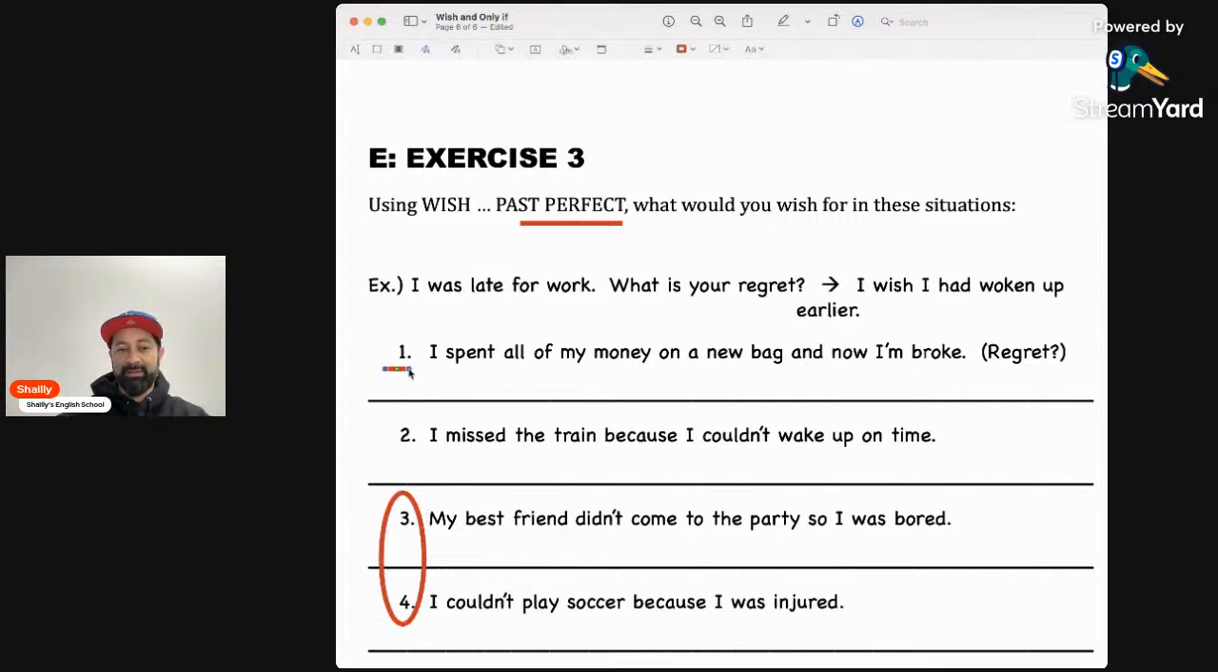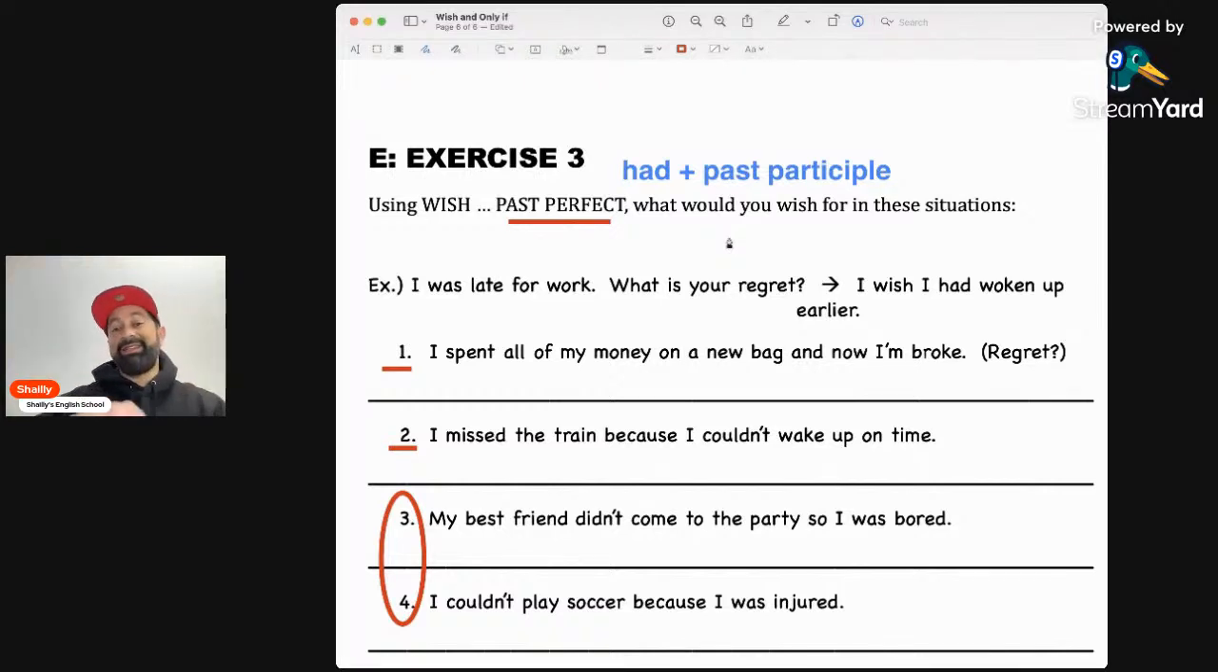Number 1 and number 2 we'll do together. We'll be using past perfect. So if anybody's joining me late, past perfect means had plus the past participle. The past participle is that third position. Eat, ate, eaten. Eaten would be the past participle.